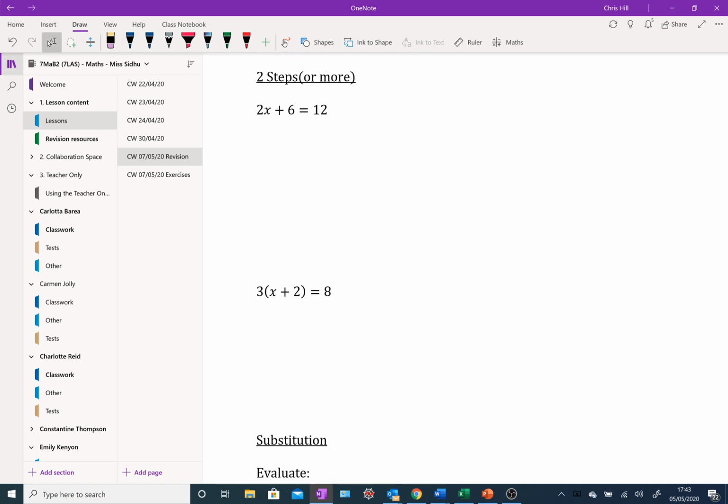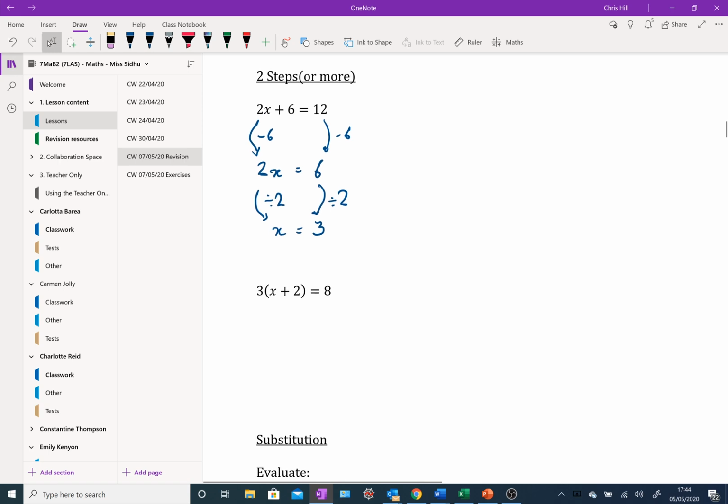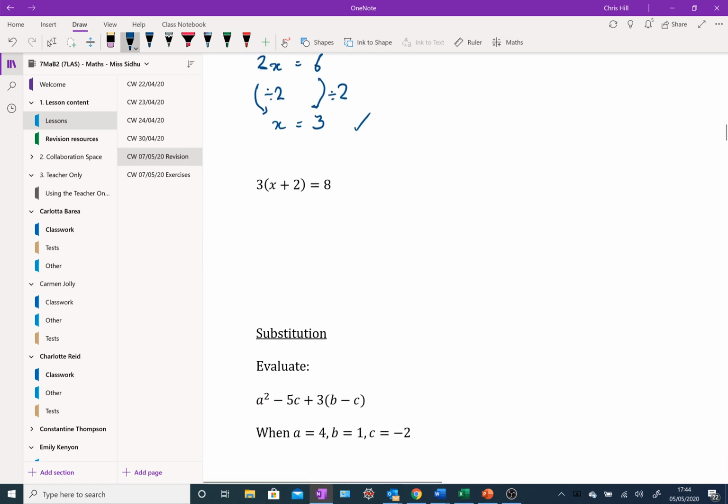Getting more complicated, you can build up the number of steps that you need to do. So here, I'm going to minus 6 from both sides as the first step. That gives me 2x equals 6. And then I'm going to divide by 2 both sides again, which gives me x equals 3. Whenever we do these, we can check the value we arrive at for x works in the equation above. So 2 times 3 is 6, plus 6 is 12. Yeah, so we're happy that's the right answer.